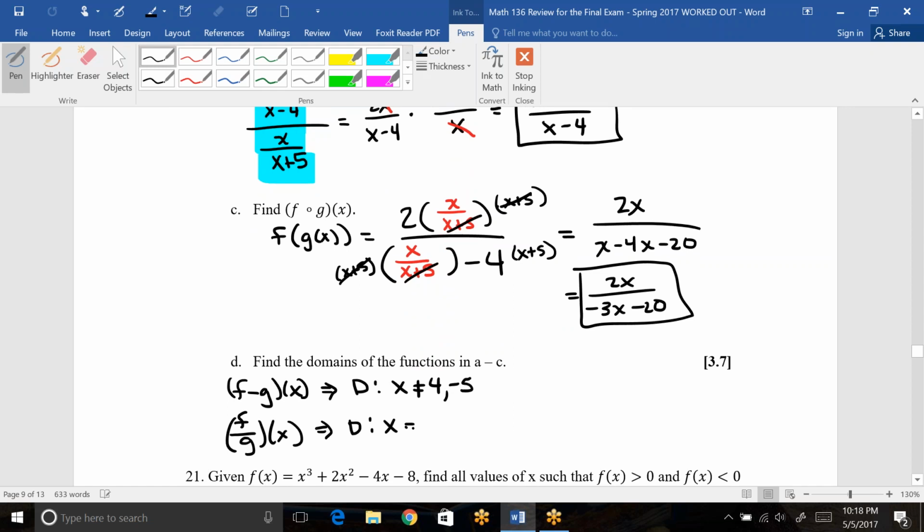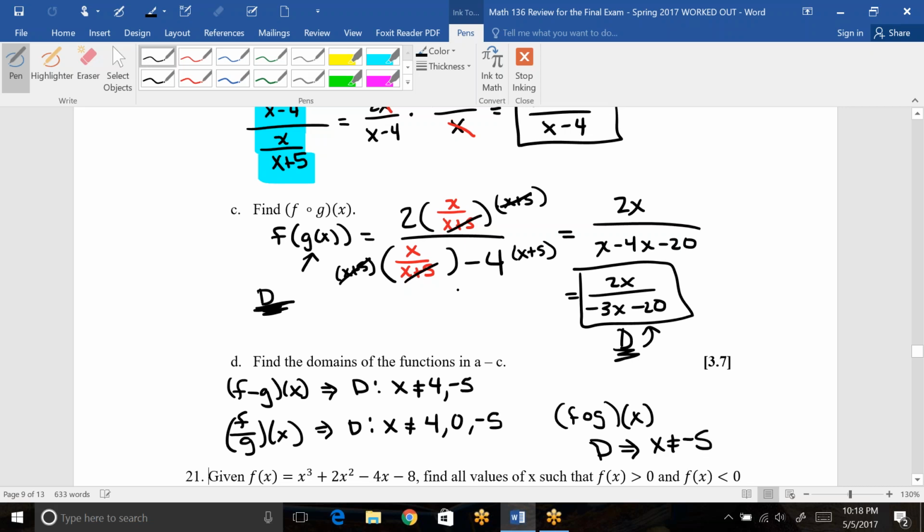So x cannot equal, let's just keep them in the order 4, 0, negative 5. Composition, you have two things to consider. You have to look at the domain of the inside function and the domain of the final answer. The inside function was this red one, so definitely for the composition we can't have a -5. And that has to do with this red function we plugged in had an undefined value at -5.